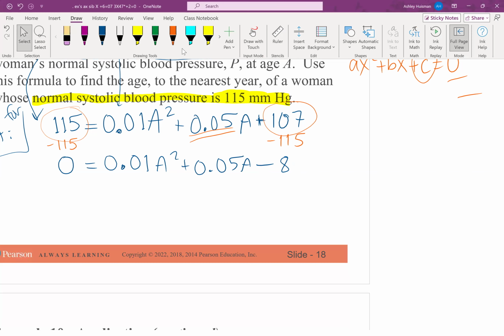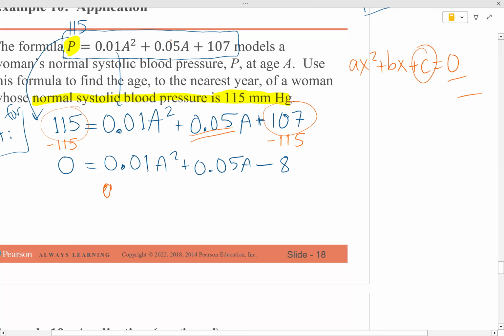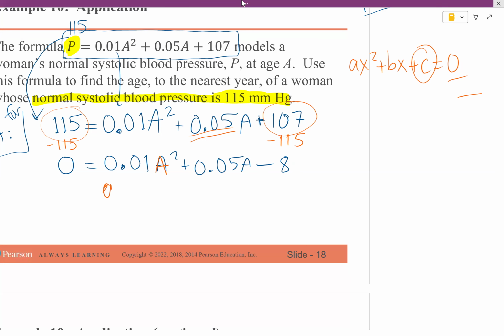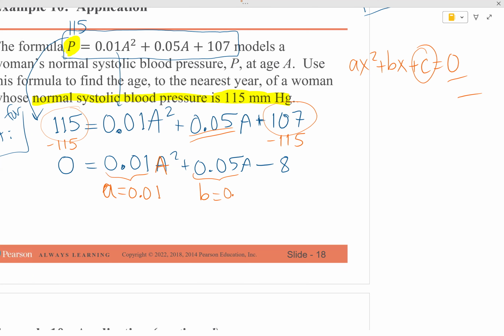Now I should be able to say what A, B, and C are. Oh, yeah, this is confusing because the variable's A. But if you want to, you could just rewrite this with an X instead of A, and then you're solving for X. But A represents the age of this person. And then lowercase a is just representing the coefficient of my variable. Little b is the coefficient of the variable to the 1 power. And then c is the constant term here. Don't forget your negative.